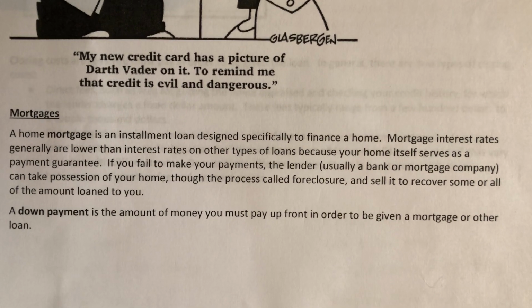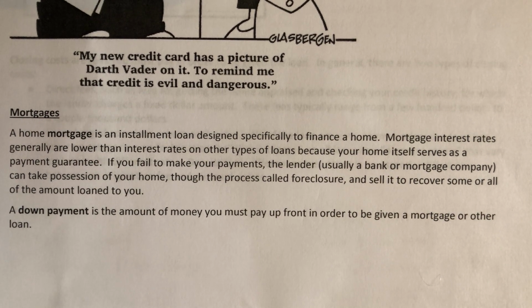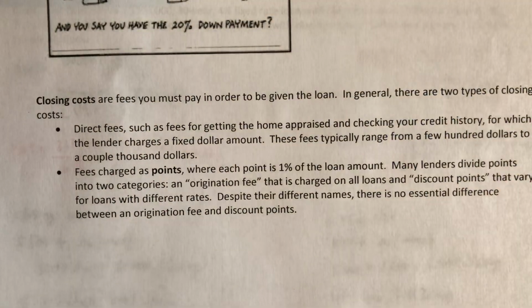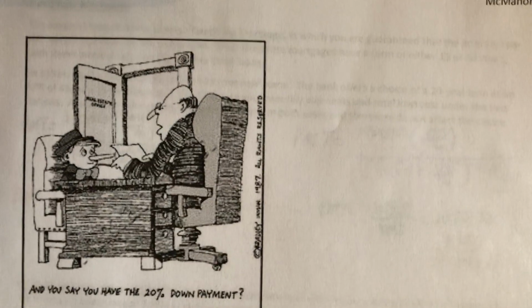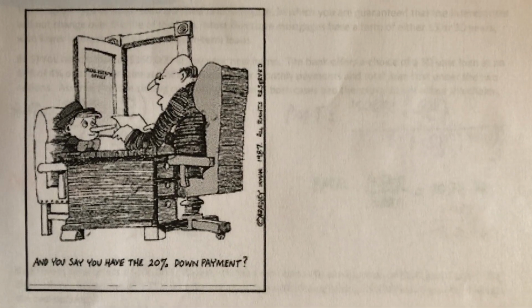So a lot of places will require a down payment. Okay, that's money that you're going to have to pay up front in order to get the mortgage. So 20% used to be fairly common. That's kind of gone away.